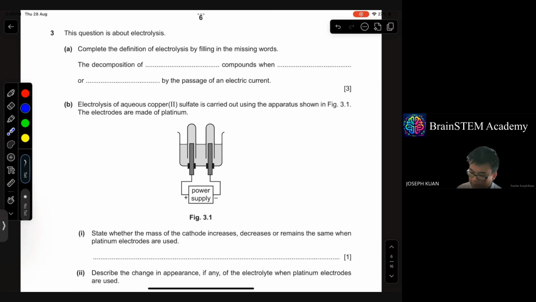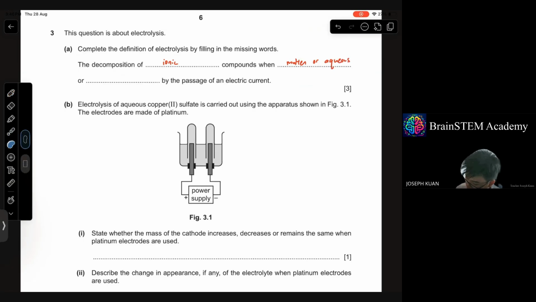This question is about electrolysis. Complete the definition of electrolysis by filling in the missing words. So electrolysis refers to the decomposition of ionic compounds when molten or aqueous. The molten or aqueous state by the passage of electric current.